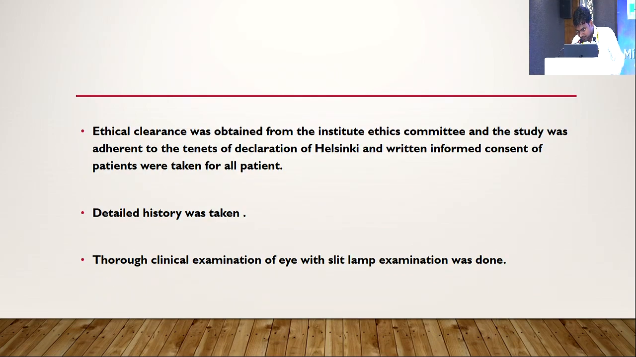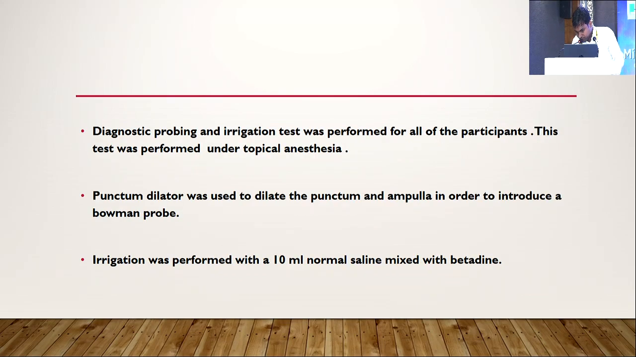Ethical clearance was obtained from the Institute Ethics Committee, and the study adhered to the tenets of the Declaration of Helsinki. Written informed consent of the patient was taken. Detailed history was taken. Thorough clinical examination was done with slit lamp. Diagnostic probing and irrigation test was performed under topical anesthesia.